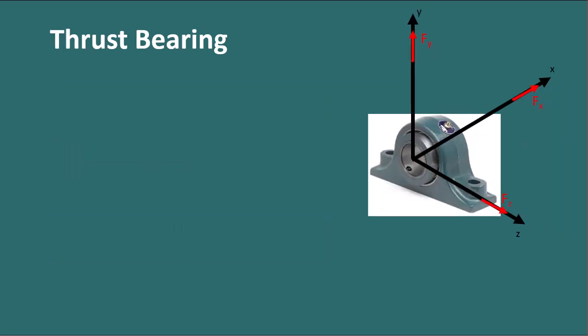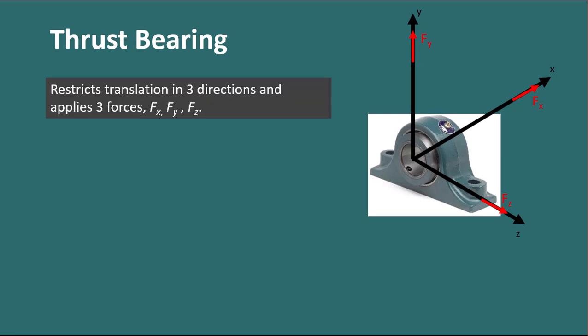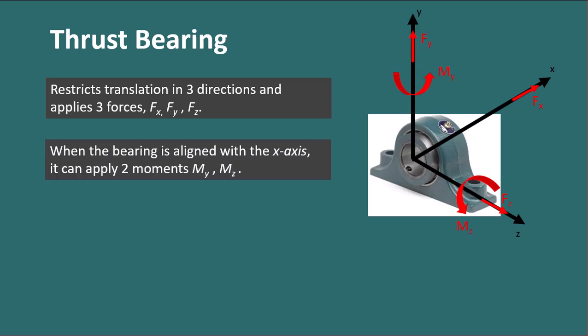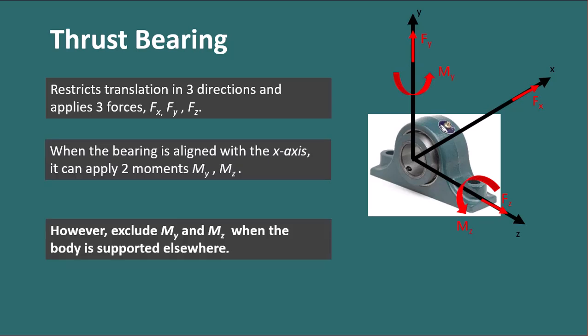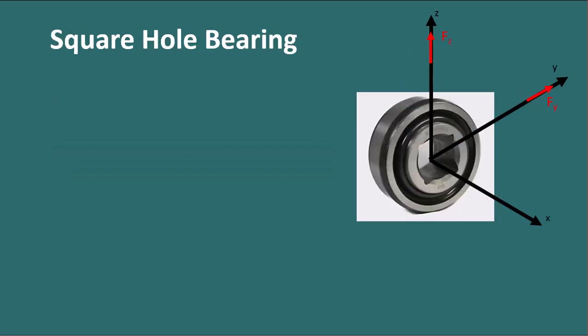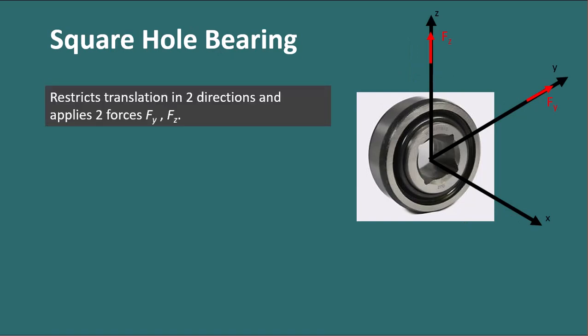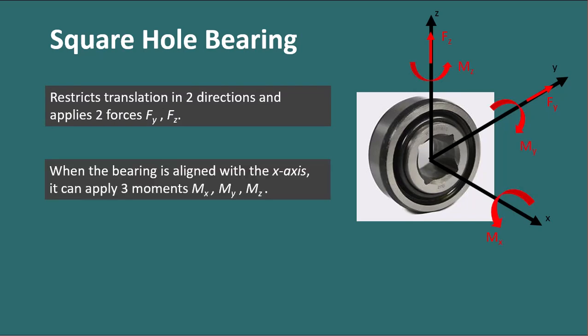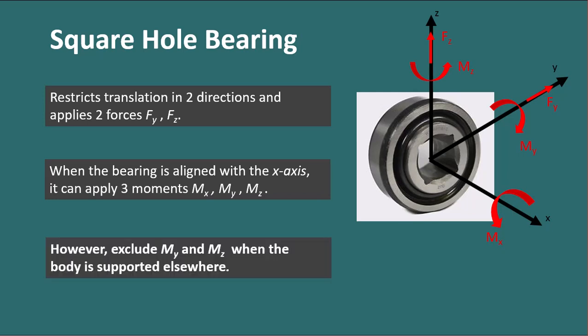A thrust bearing restricts motion in all three directions, so include Fx, Fy, Fz. It can apply two moments, but we do not want it to, so exclude My and Mz. A square hole bearing applies two forces, Fy and Fz. When the bearing is aligned with the x-axis, it can apply three moments, Mx, My, and Mz. However, we will exclude My and Mz when the body is supported elsewhere.